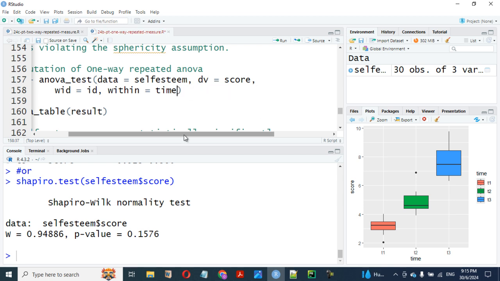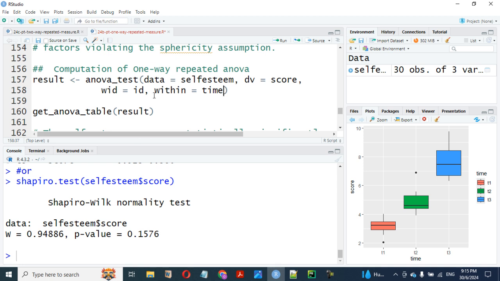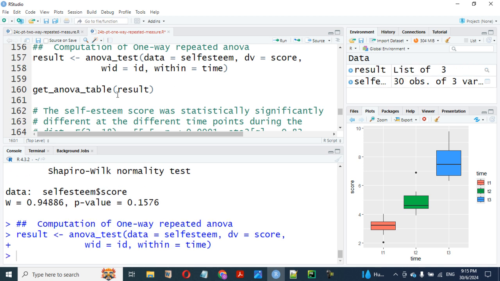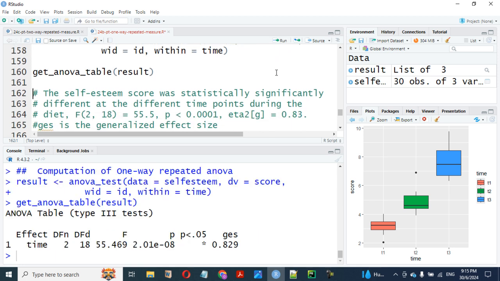Right, by default it's GG, so we don't need to put it here. So you can run this line of code. All right, it's run. So we can now get the ANOVA table and pass our result inside. So we can see the GG is 0.82, which is more than 0.05, which means it passed the test for sphericity. All right, that's what it means.